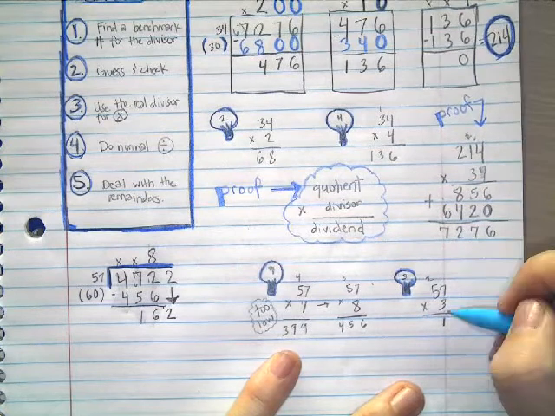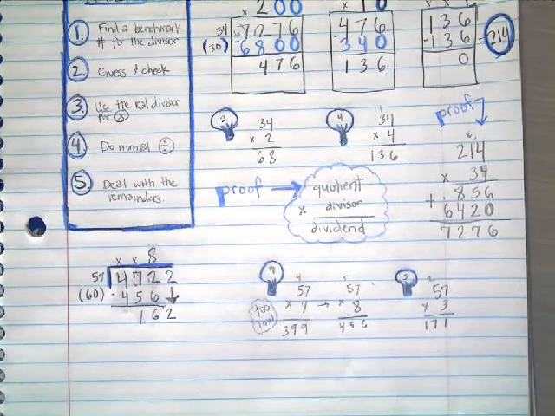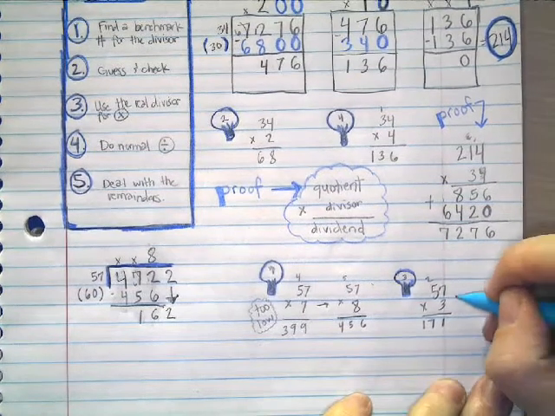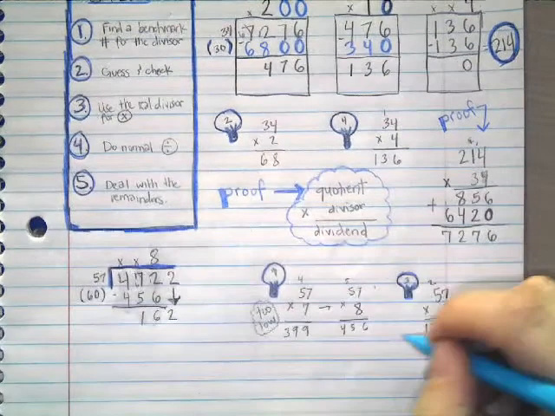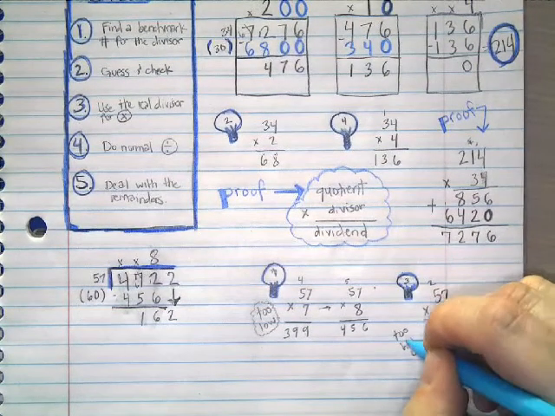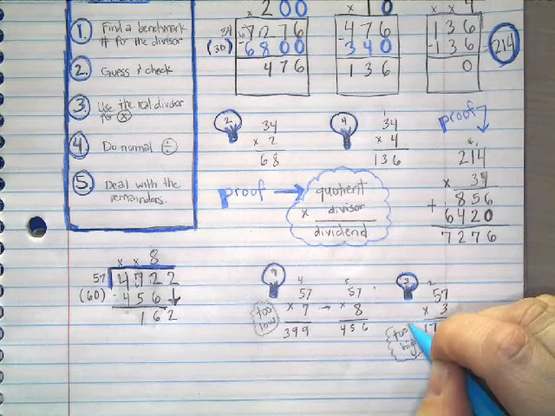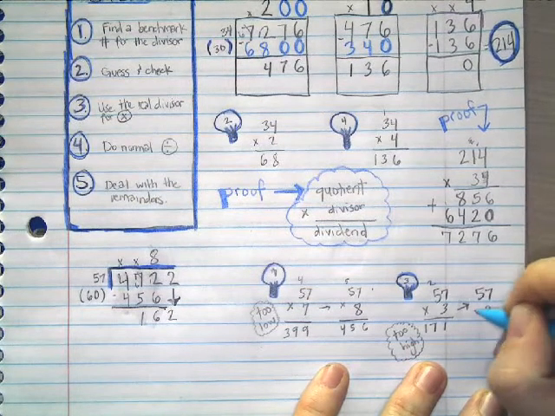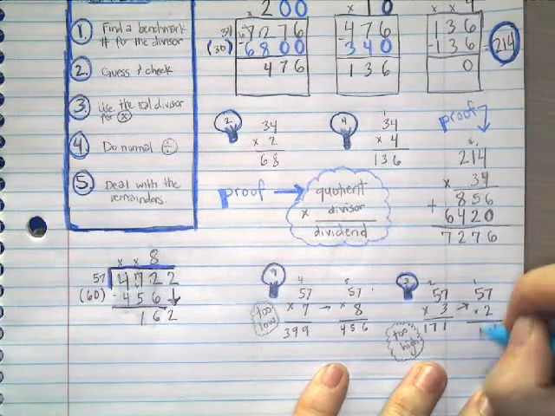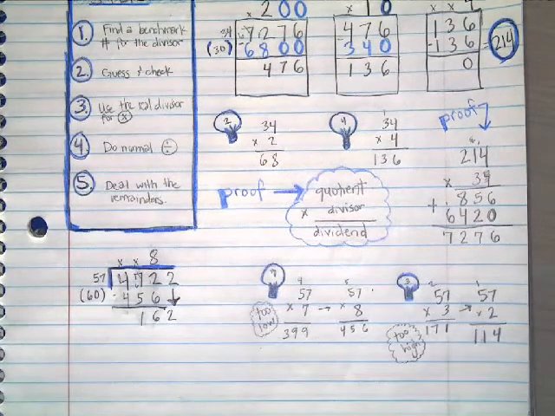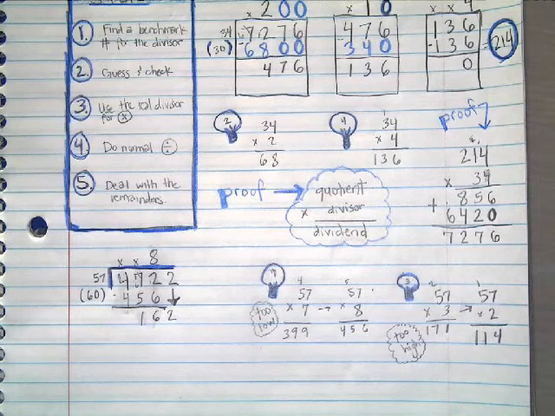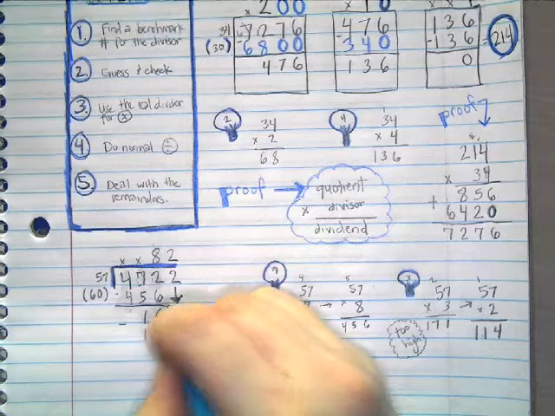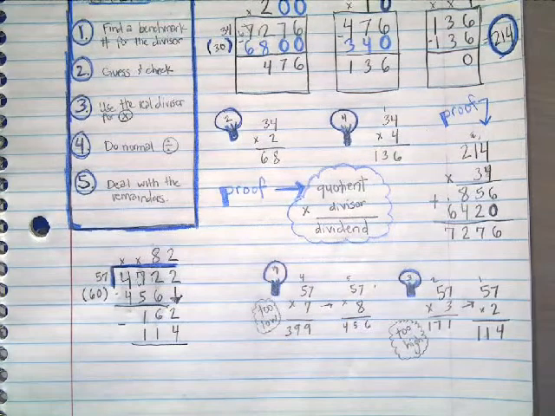I'm going to try 3. So I take my original divisor and I try 3. Oh no, what just happened? It's too high. What do I do? It can't be 171. I only have 162. So it's got to be 2 times. So because it was too high, I am now trying it times 2. And that one worked. So it's 2 in my quotient line.